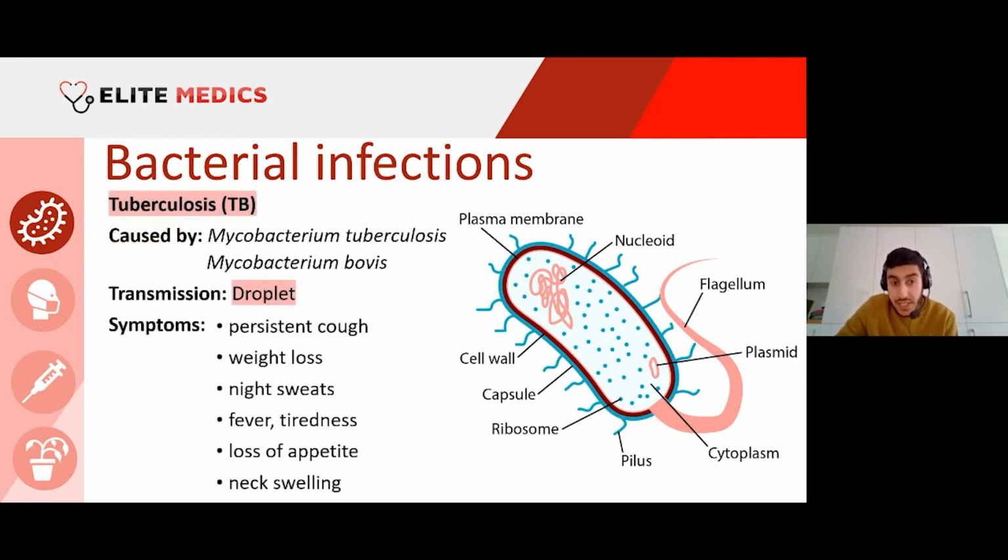A good example of a bacteria is TB, tuberculosis. Often we don't see it in the UK very much, but it is common in third world countries, and it's quite a nasty infection for those who get it. We do screening for TB, I think when people come abroad, because it can be easily passed on. It's caused by 2 types of bacteria, and it's a droplet transmission.